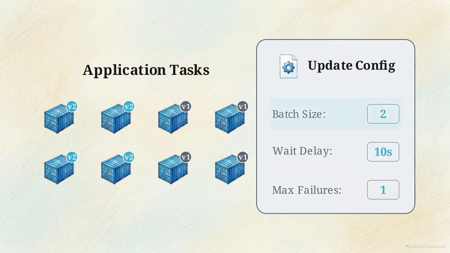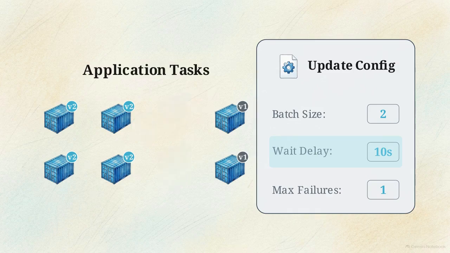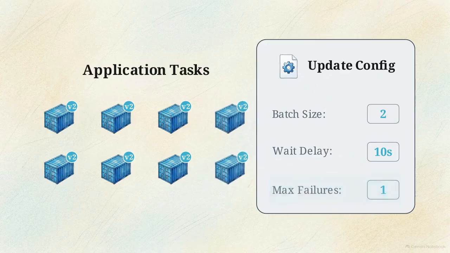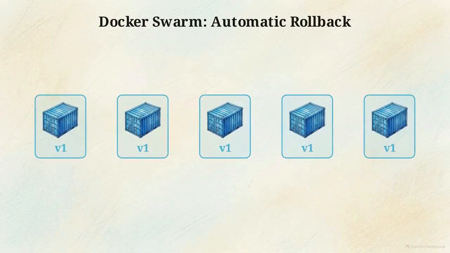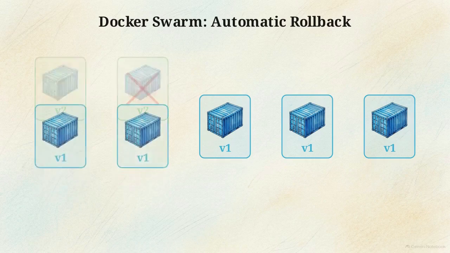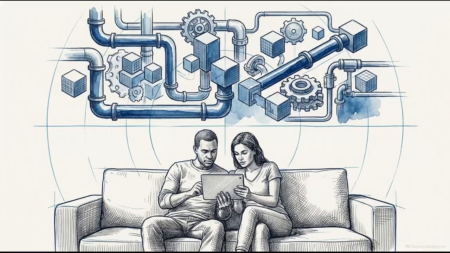Administrators define the parameters of these updates. They configure specific batch sizes, set mandatory wait delays between each update batch, and establish automated failure thresholds. If a new version fails its internal health check during deployment, Swarm detects the error, pauses the rollout immediately, and reverts the service to the previous working version. Combining gradual batch processing with automatic rollbacks provides an automated deployment pipeline designed to protect end users from experiencing upgrade-related outages.